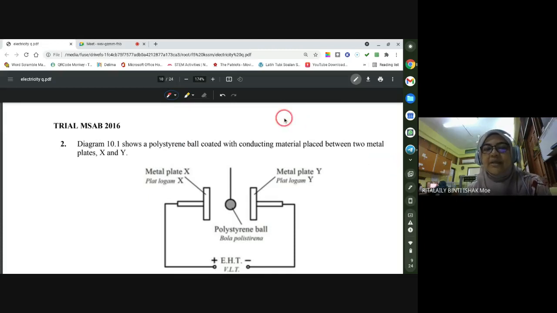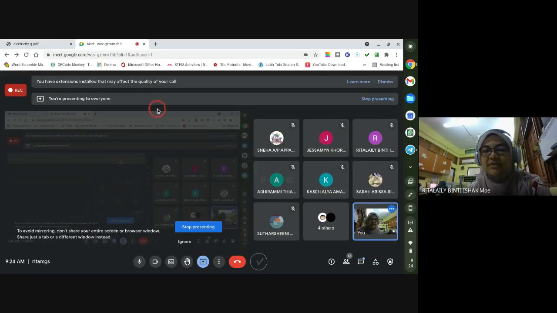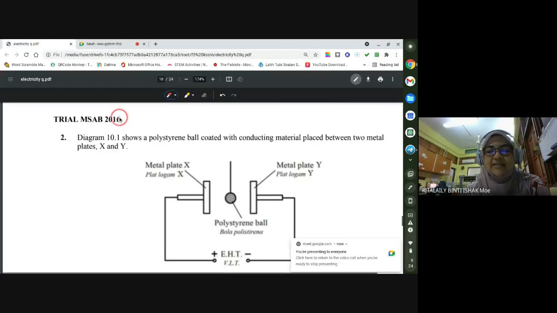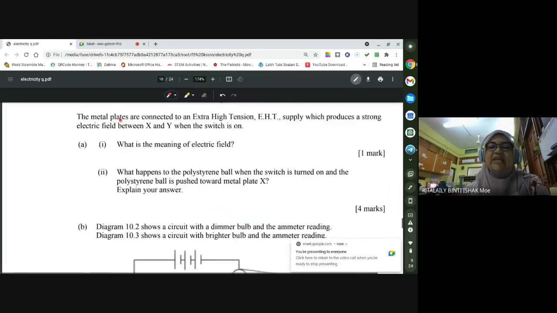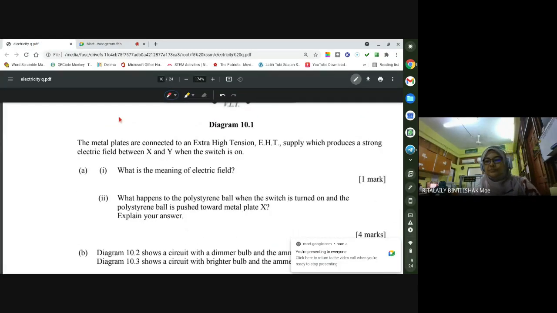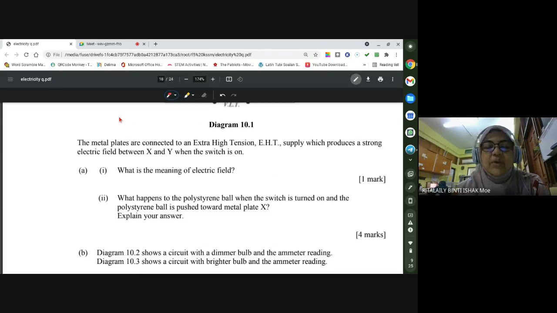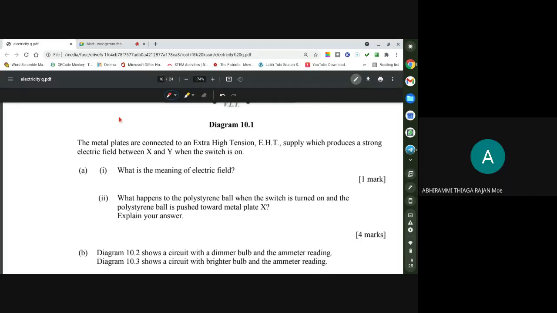Just now, Abby's name came out. So Abby, can you please answer question A? Okay, question A. The meaning of electric field: region around a charged particle where any electric charge in the region will experience electric force. Okay, so that is the definition of electric field. And what about A2? Teacher, can you explain for 4 marks?